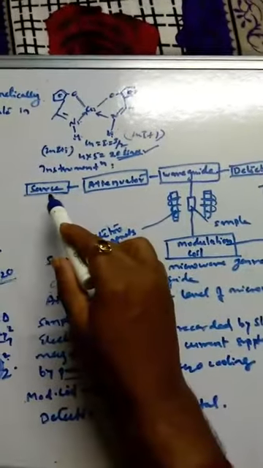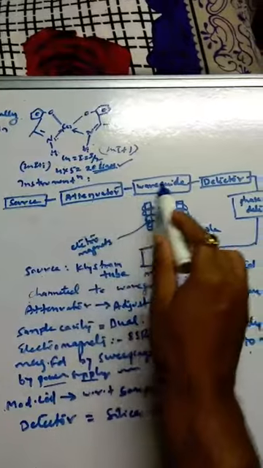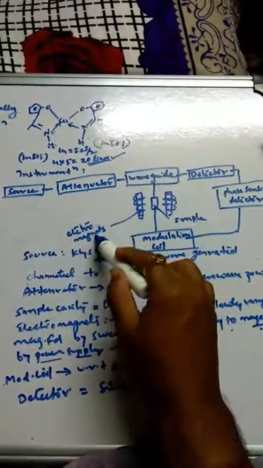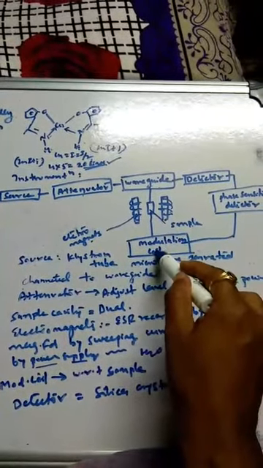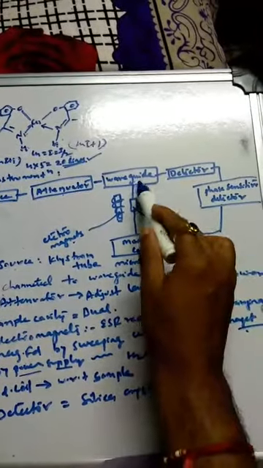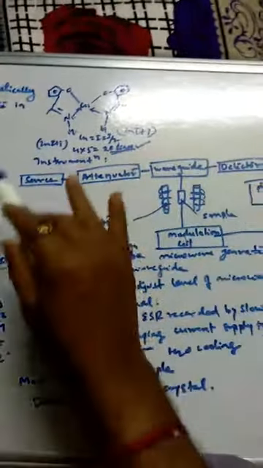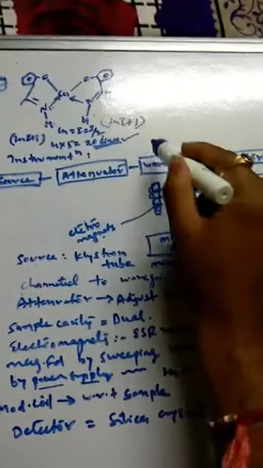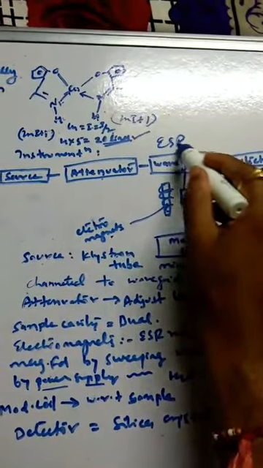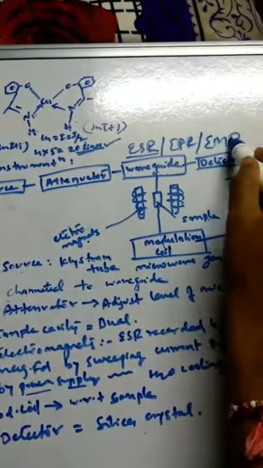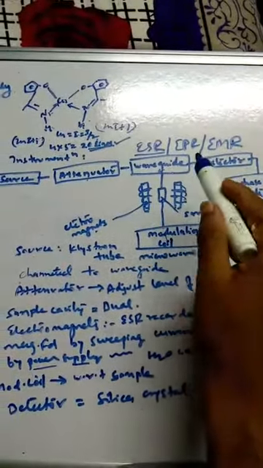Now coming to the instrumentation part of this. You can see here the block diagram of the ESR. The source is there, then the attenuator, then the waveguide. The waveguide is attached to the sample, and they are placed in between the two electromagnets. There is a modulation coil here, and the waveguide to sample is attached to the detector. The modulation coil in turn is attached to the phase sensitive detector. This whole thing forms the block diagram of the ESR spectrometer, or EPR spectrometer, or EMR spectrometer, electromagnetic resonance.